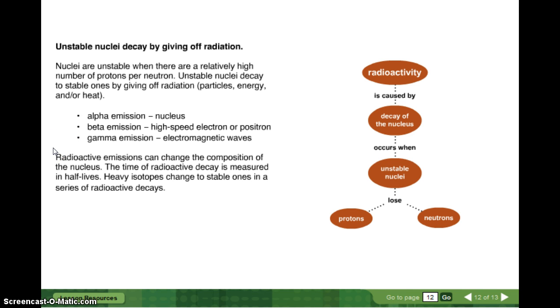Other electromagnetic waves, if you're wondering what those are, are like X-rays, light, so like the different colors we can see of light, microwaves, radio waves, all those. Radioactive emissions can change the composition of the nucleus. The time of radioactive decay is measured in half-lives. Heavy isotopes change to stable ones in a series of radioactive decays. And that's it for this one.